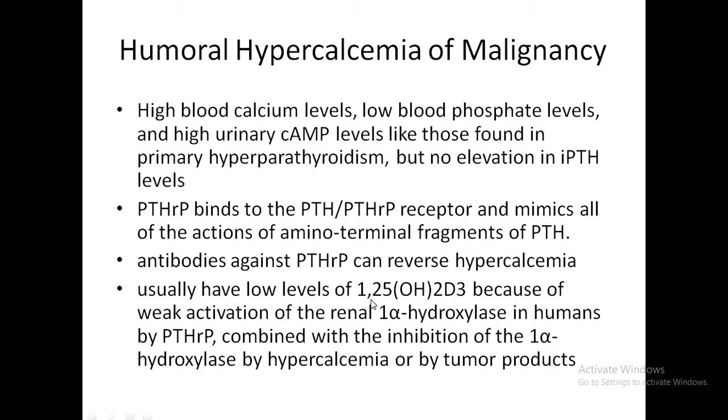It's characterized by low levels of 1,25 dihydroxy vitamin D3, because there is weak activation of the renal 1-alpha hydroxylase in humans by PTHRP, and there is an inhibition of 1-alpha hydroxylase by hypercalcemia or tumor products. Since the 1-alpha hydroxylase is weakly activated by PTHRP, the inhibitory effect of the hypercalcemia dominates, so the levels of calcitriol are low.